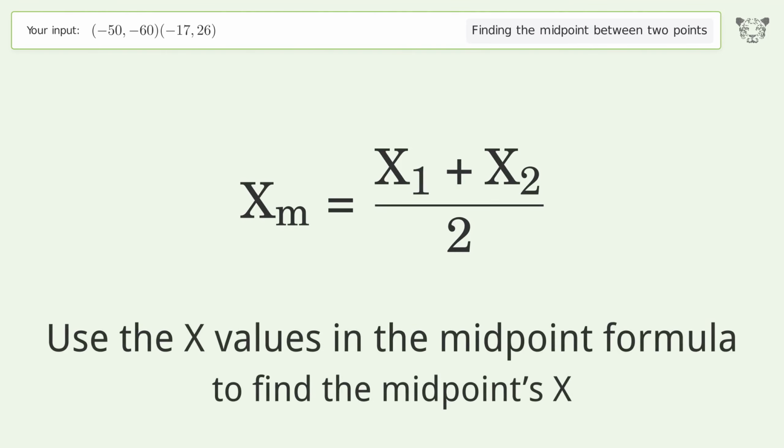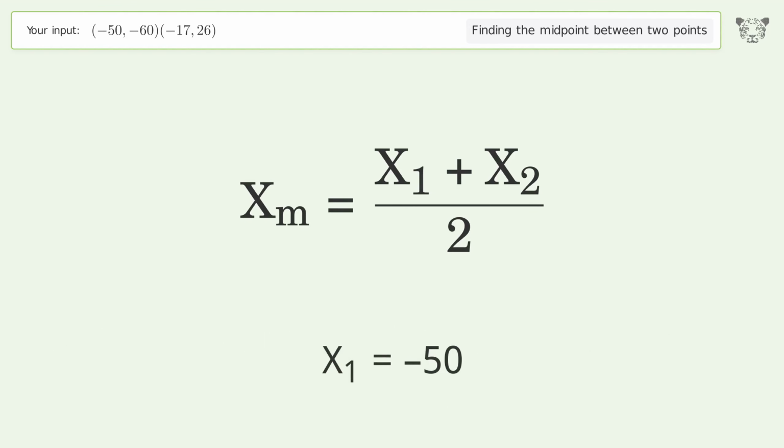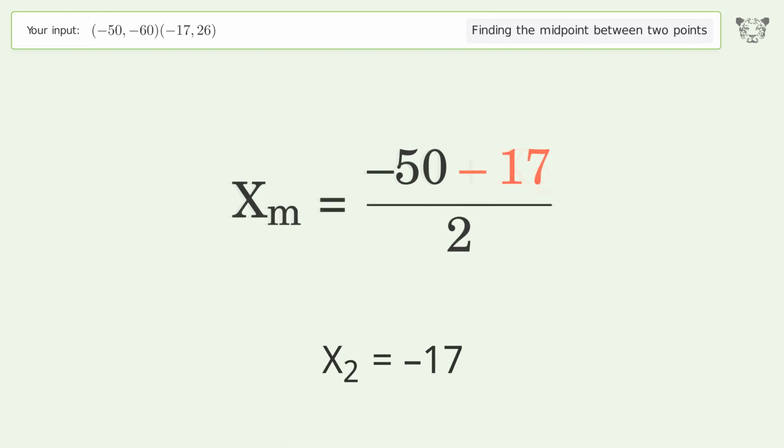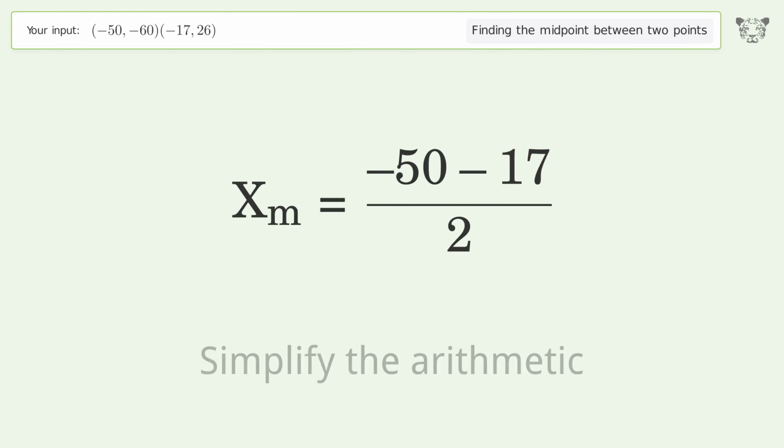Use the x values in the midpoint formula to find the midpoint's x. x1 equals negative 50. x2 equals negative 17. Simplify the arithmetic.